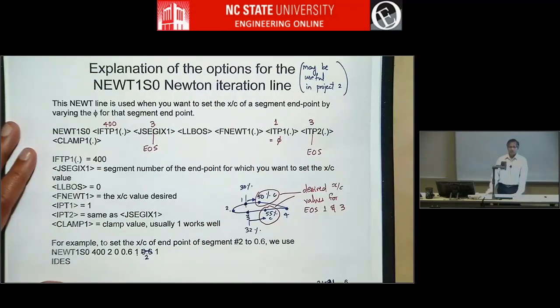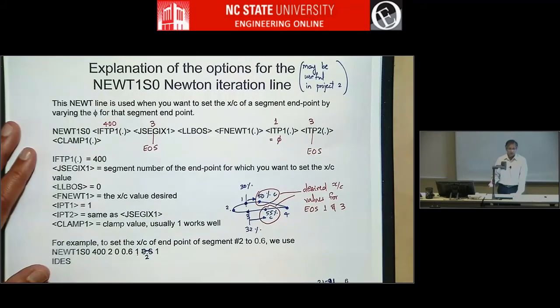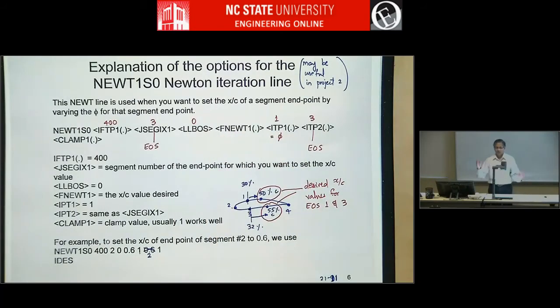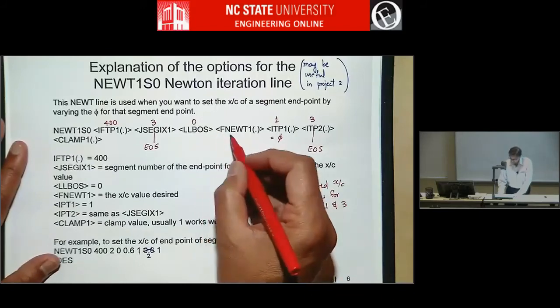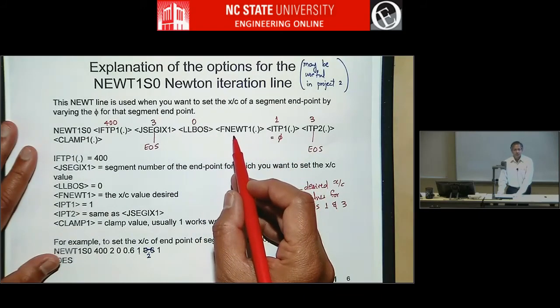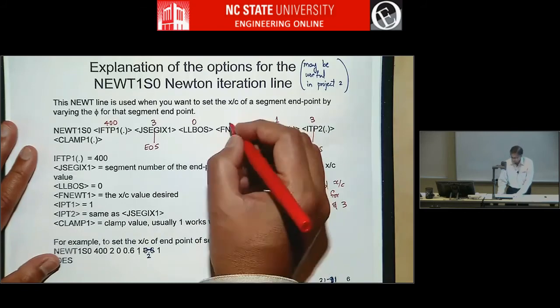LLBOS just set to 0. I mean, this is like weird kind of code. What is LLBOS? It just means not beginning of segment. I want to do end of segment. Just put it as 0. It's just kind of too hard to explain. Just trust me, 0 is good. Okay, and this is where you want to move it to. You want to move it to 55%, so 0.55.